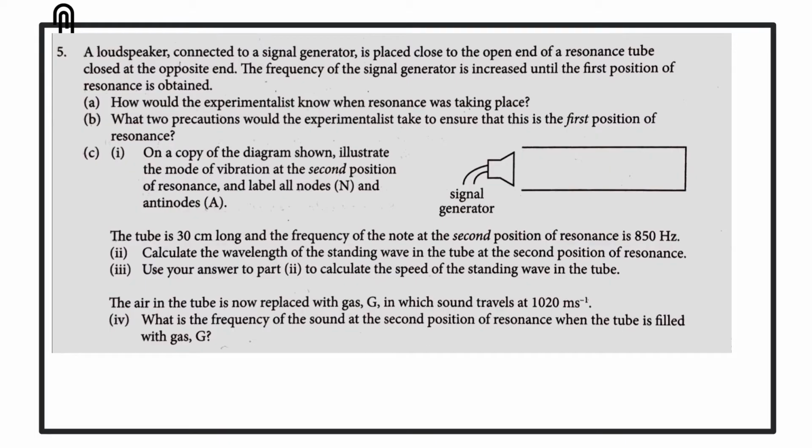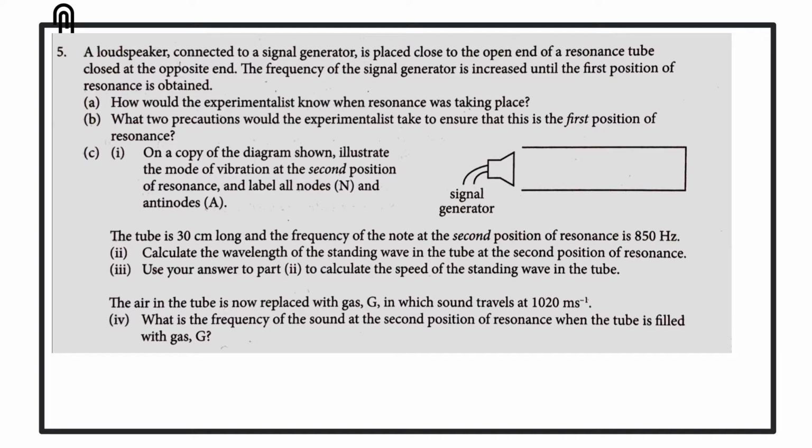Hi folks, in this video we're going to have a look at a question involving standing waves in an air column. So for this question we have a loudspeaker which is connected to a signal generator and that's placed close to the open end of a resonance tube closed at the opposite end. The frequency of the signal generator is increased until the first position of resonance is obtained.